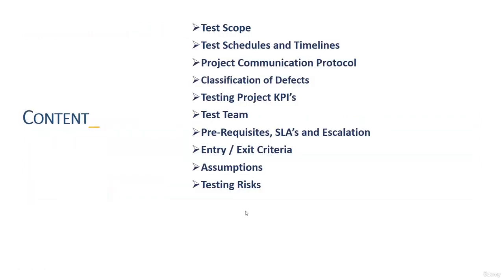The agenda of the test plan lists the things you need to specify, starting from the test scope, then the test schedule and timelines, the project communication protocol, the classification of bugs, the testing project KPIs, the test team, the prerequisites, SLA, escalations, the entry criteria, the exit criteria, and all the assumptions and risks you need to specify in your test plan.